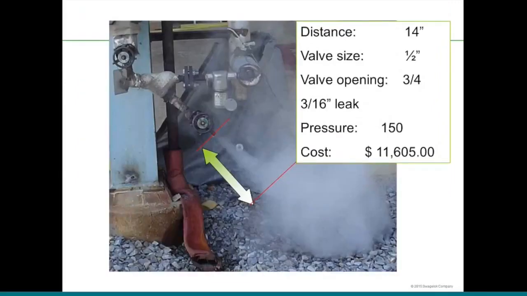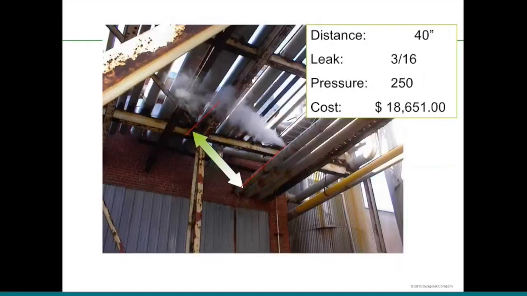Another one there, as again, we find this a lot in steam leakage, is valve failure. The distance was measured out to be 14 inches. Valve size 1/2 inch. Valve opening was 3/4 inch or 3/4 way open. 3/16-inch leak was estimated. Pressure 150 psi. Cost was about $11,605. So just on 2 applications, you see the savings is about $20,000, which again is immediate savings.